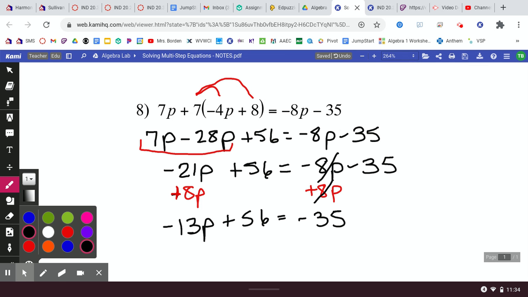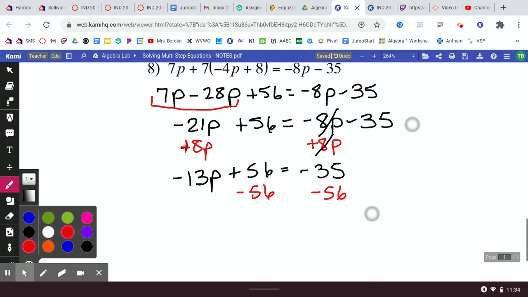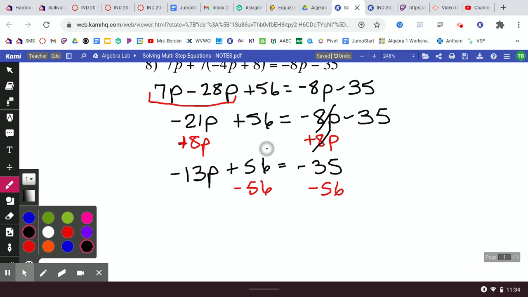All right, Corbin, now what? Good. Subtract 56 and subtract 56 from both sides because we're moving it from one side of the equal sign to the other. That's -13p equals, what did we get over there? Okay, and then Bryce, what's the last step? Divide by -13. Good. And Gabby, what's our final answer?